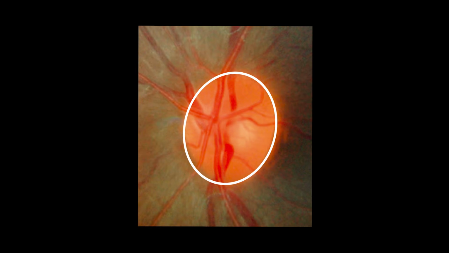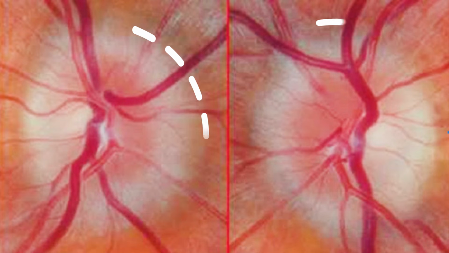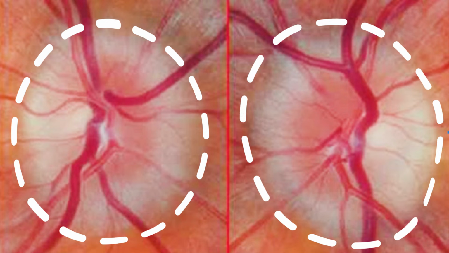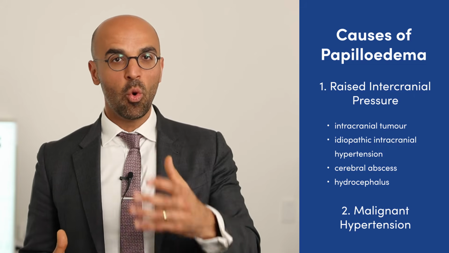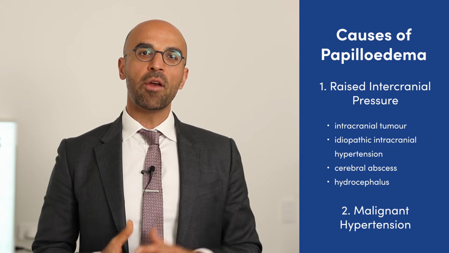The contour or margins of the optic disc should be well defined. If the contour is blurred or fuzzy, this can be due to optic disc swelling. And if this is present in both eyes, this is papilloedema from raised intracranial pressure or malignant hypertension and requires urgent attention.